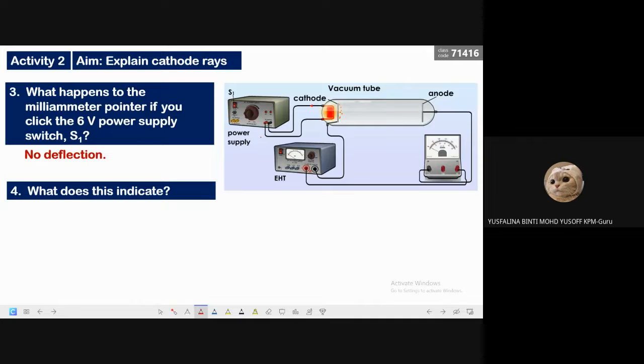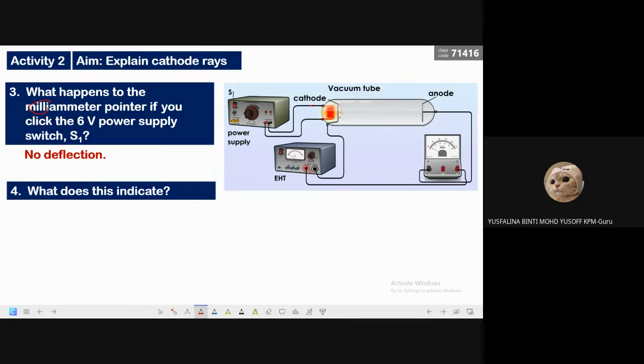Right, what happened to the milliammeter? Milli means times 10 to the power of negative 3. So let's say you got a reading of 2, that means 2 times 10 to the power of negative 3. So you need to be very careful about what type of meter you use.